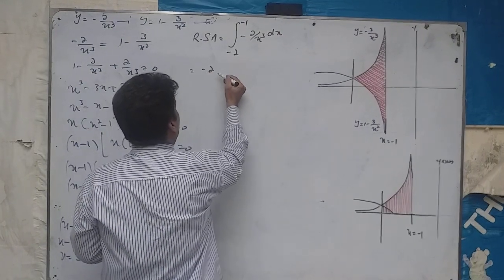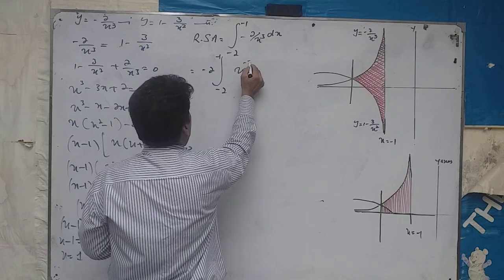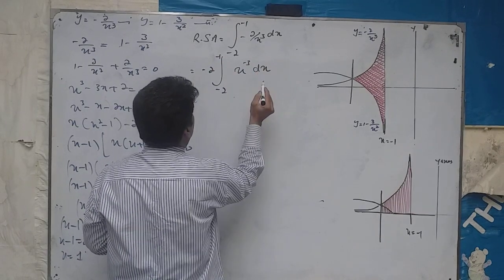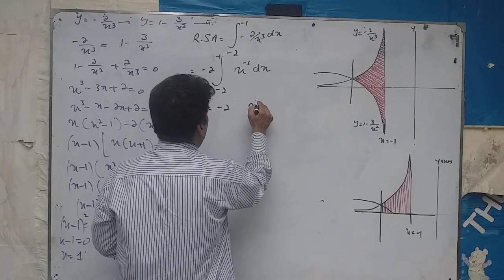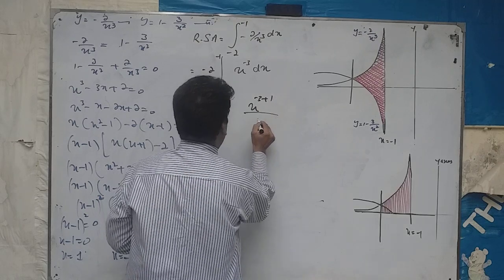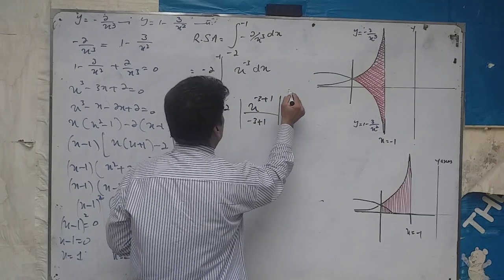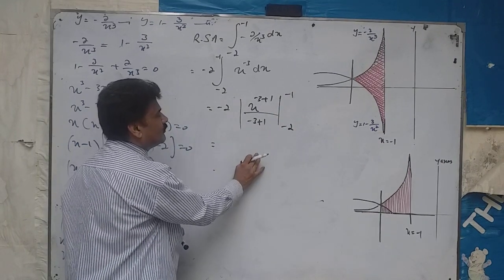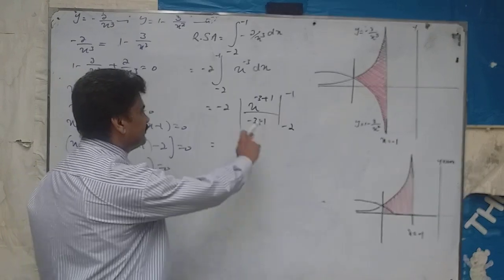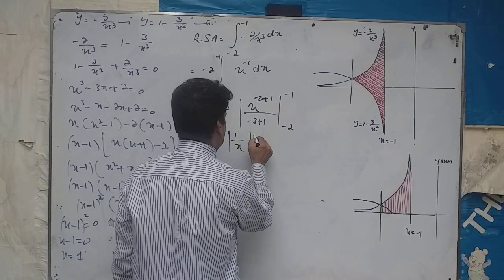Minus 2 is a constant. We write minus 2 times the integral from minus 2 to minus 1 of x raised to the power minus 3. By applying the integral formula, we get x raised to minus 3 plus 1 divided by minus 3 plus 1, with limits of integration from minus 2 to minus 1. The minus 2 cancels with this minus 2. We get 1 by x with limits of integration from minus 2 to minus 1.